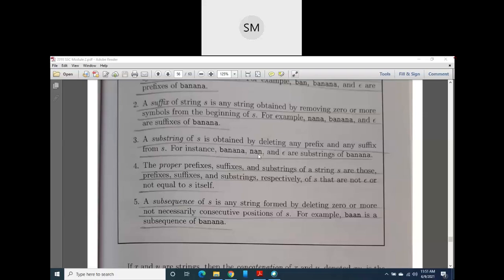Next, NAN. Why did you get NAN? You have deleted BA at the beginning and A at the end. So you got NAN, which is a substring. Epsilon also belongs to the substrings of the banana string.